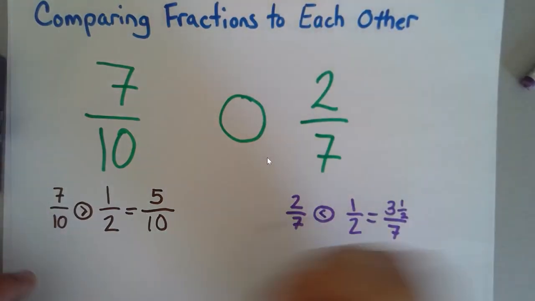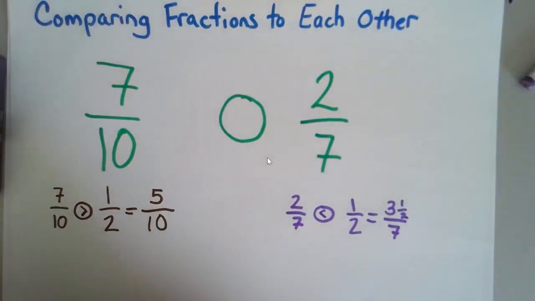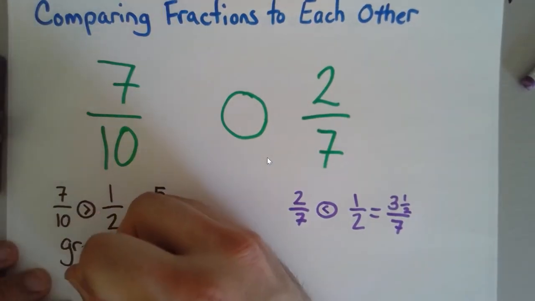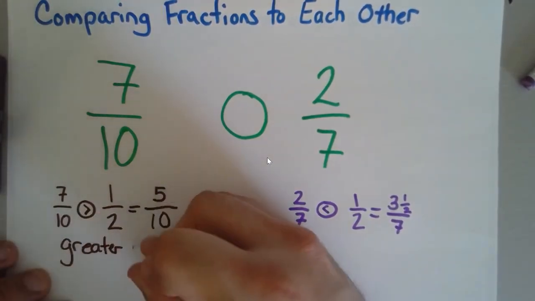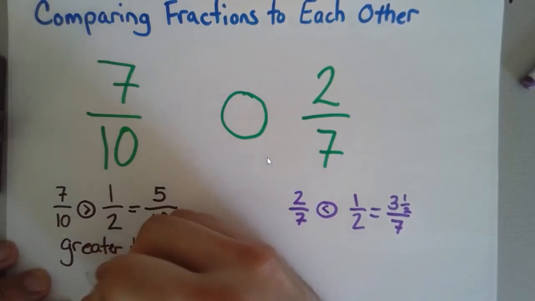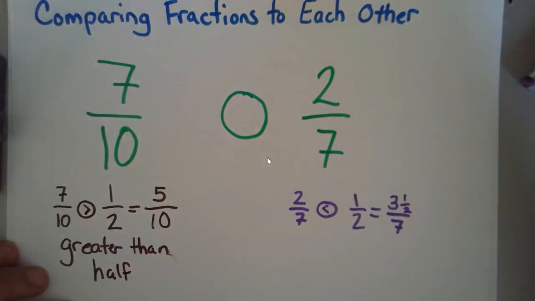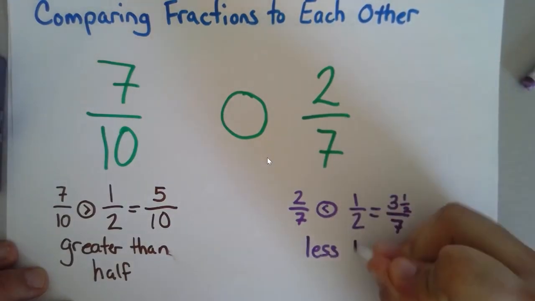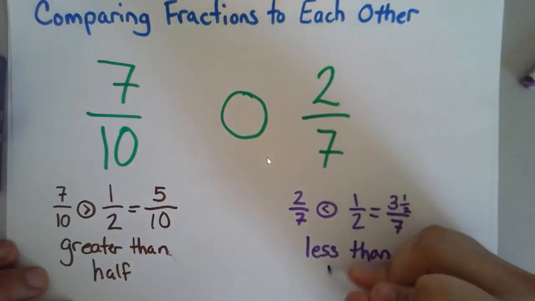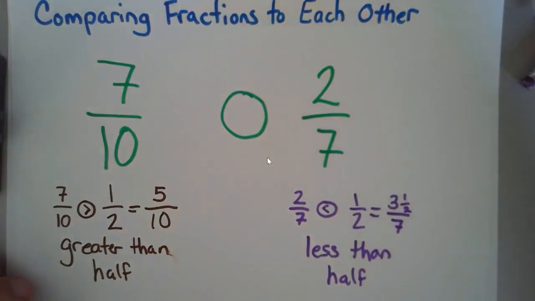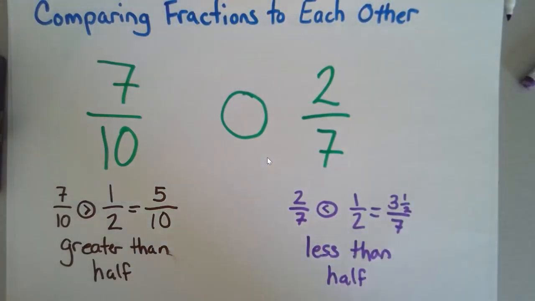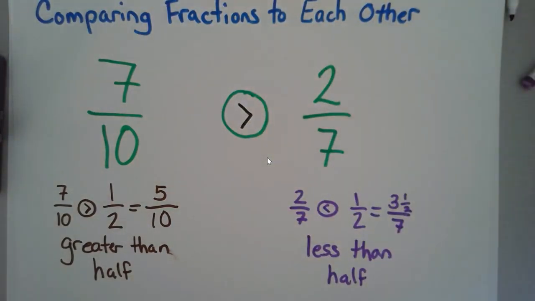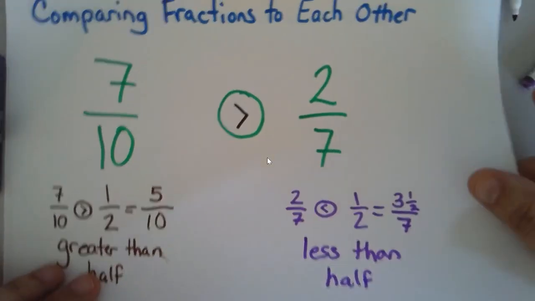So if 7/10 is greater than half, I forgot to write that down before, and if 2/7 is less than half, then we know that 7/10 has to be greater than 2/7 because we're comparing each one to 1/2.